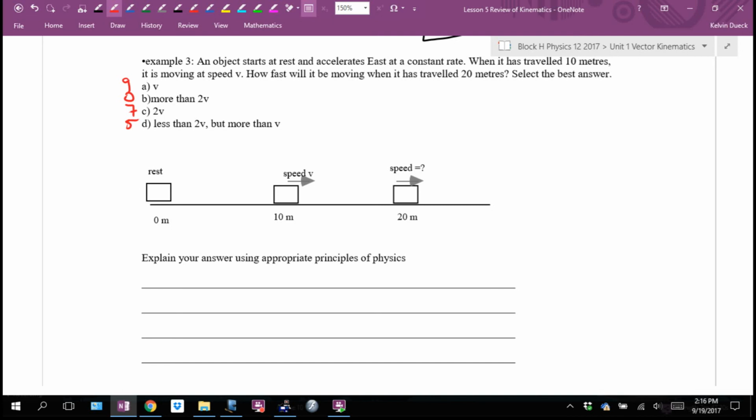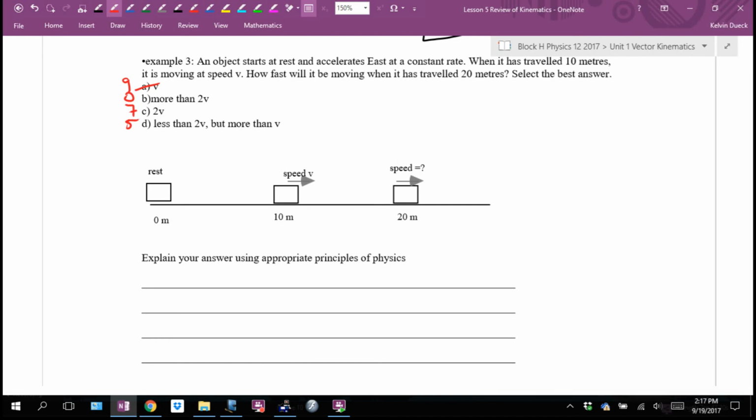A can't be right. A can't be right, you're accelerating. Now, if it had said constant velocity, constant speed, yeah, but constant acceleration, that's a uniform acceleration. Your speed must be changing. So all of us are going to cross out A. So it's B, C, or D.